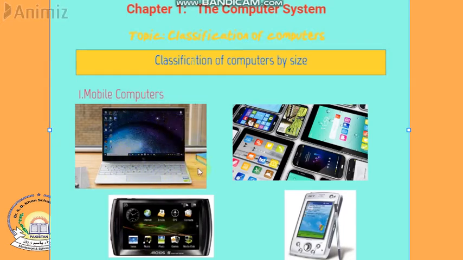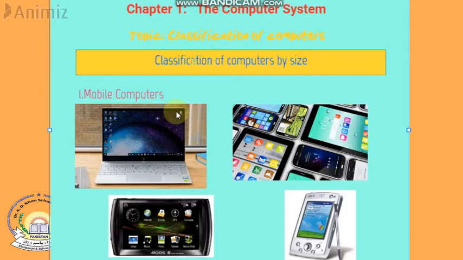They are small because they can be taken from one place to another easily. Everybody is carrying mobile phones or having a laptop with them, and an MP3 player is also an example of a portable media player. So this is the first classification of computers on the basis of their size, which is called mobile computers. Now the second type of computers that we classify on the basis of size is called microcomputers.